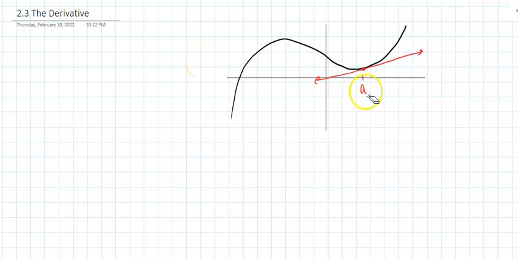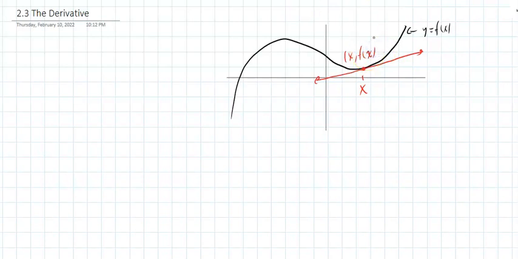Actually, let's leave it general. Let's say at some point x. So I need to find the slope of that line, and of course this is y equals f of x. So this point right here is x, f of x. The issue with that: to find the slope of a line, I need 2 points.